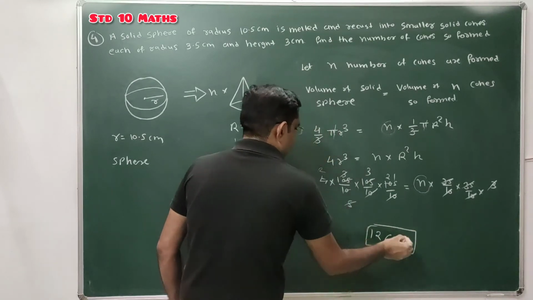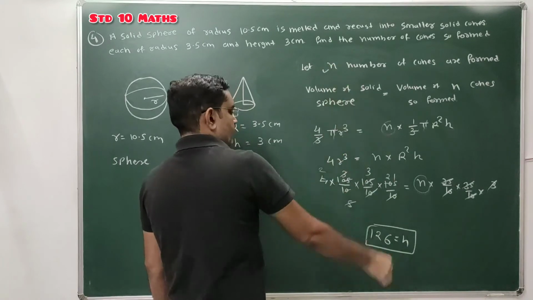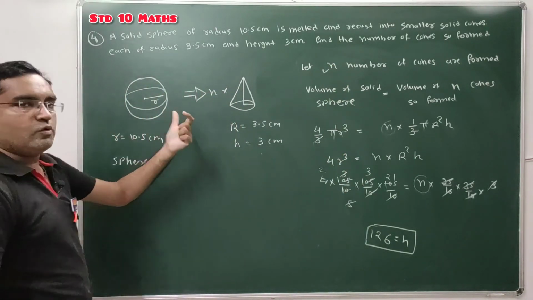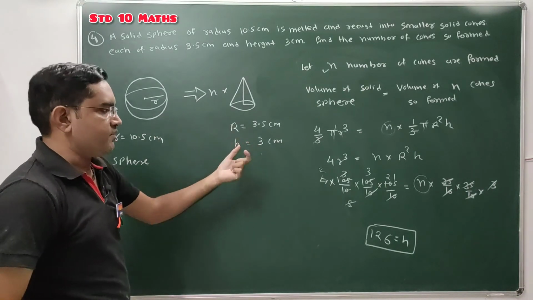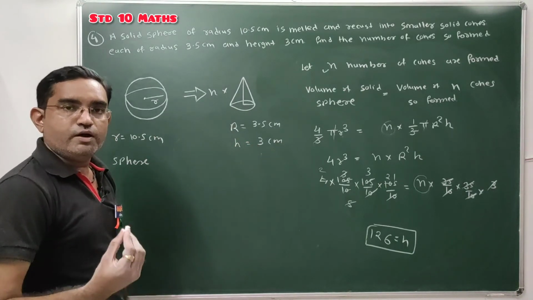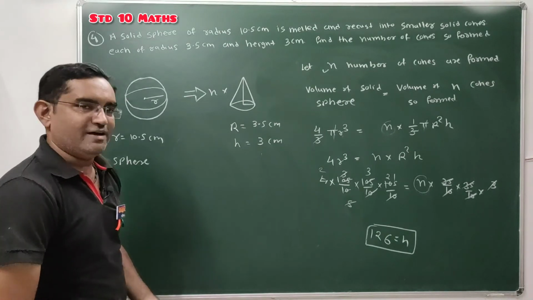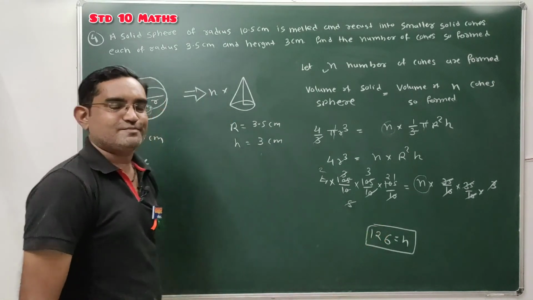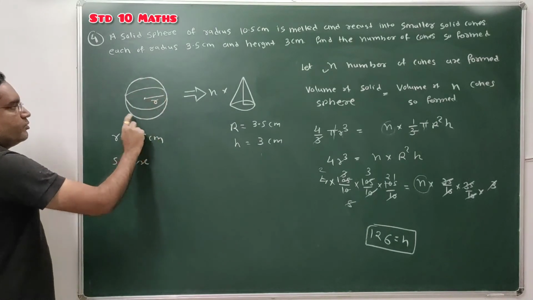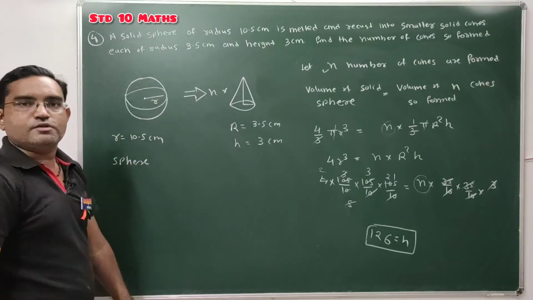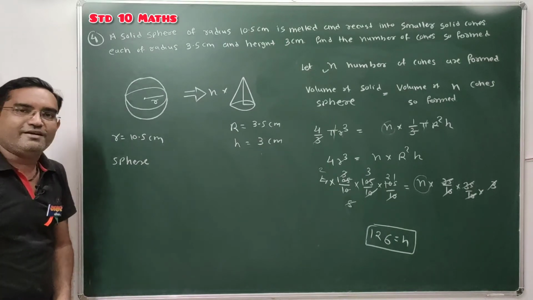So n is the number of cones. After melting this solid sphere into cones of this dimension, we can form 126 cones. How many cones? 126 ice cream cones. Enjoy it. Done. So the volume of this one sphere is equal to the volume of these 126 cones. Pause the video and note it down.